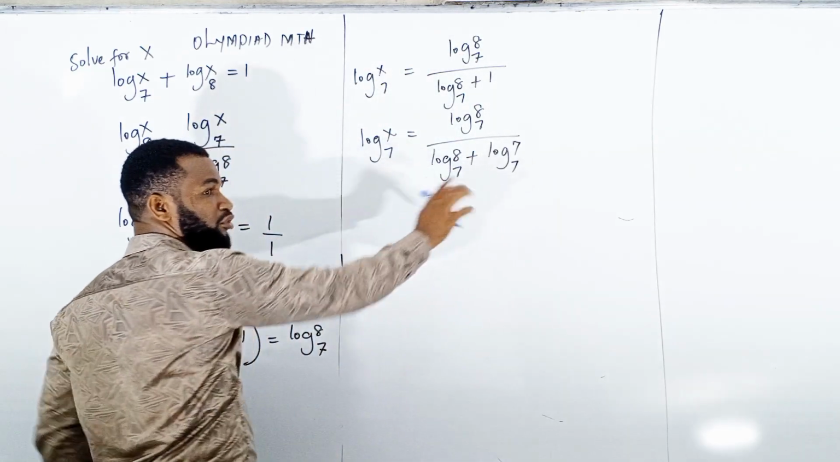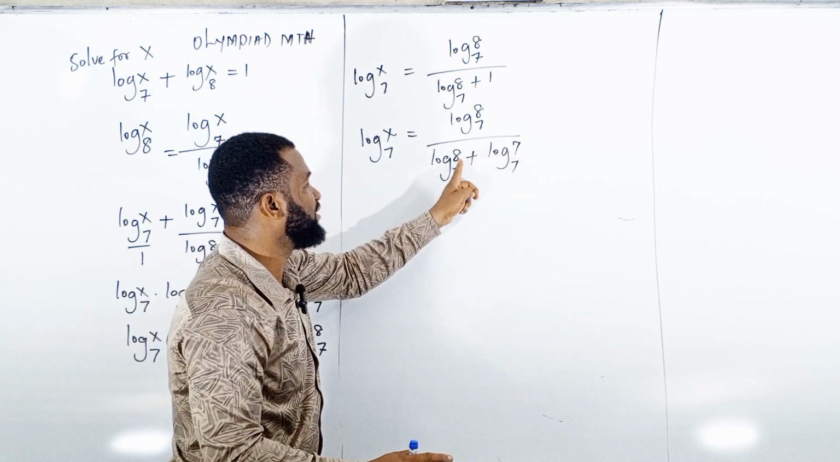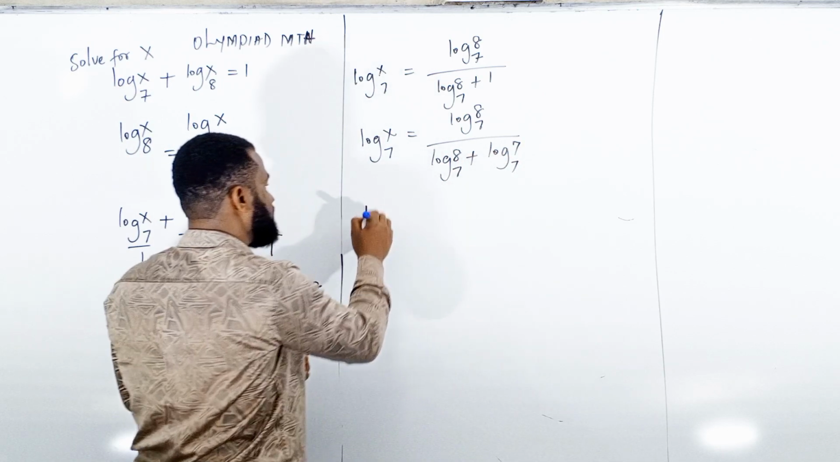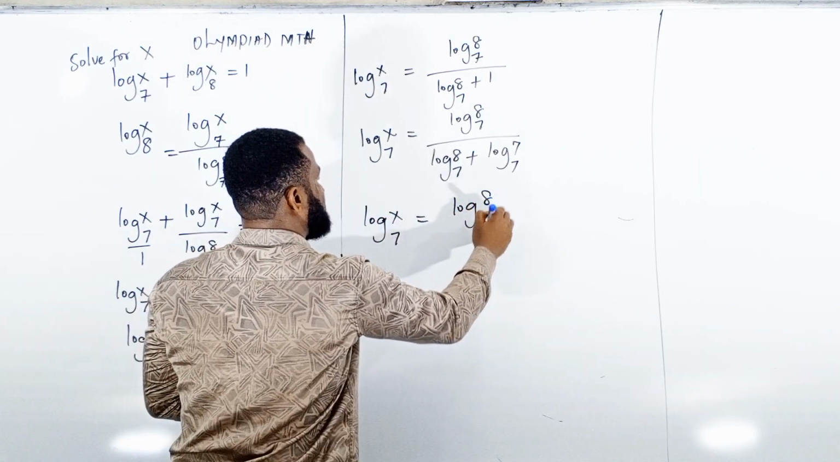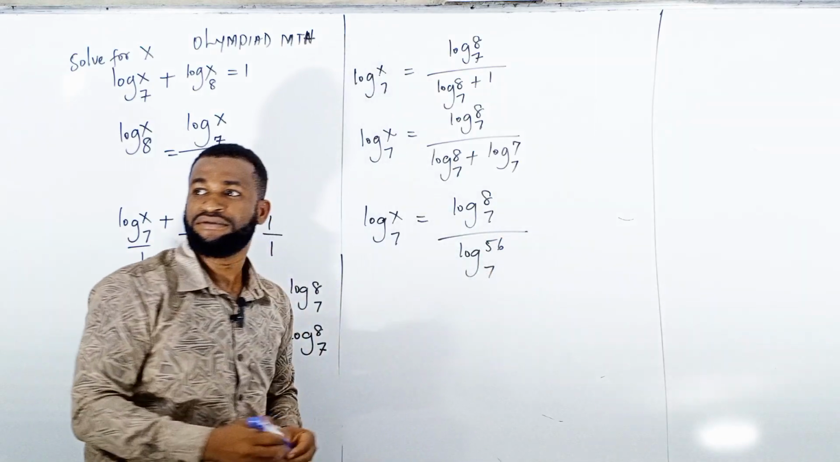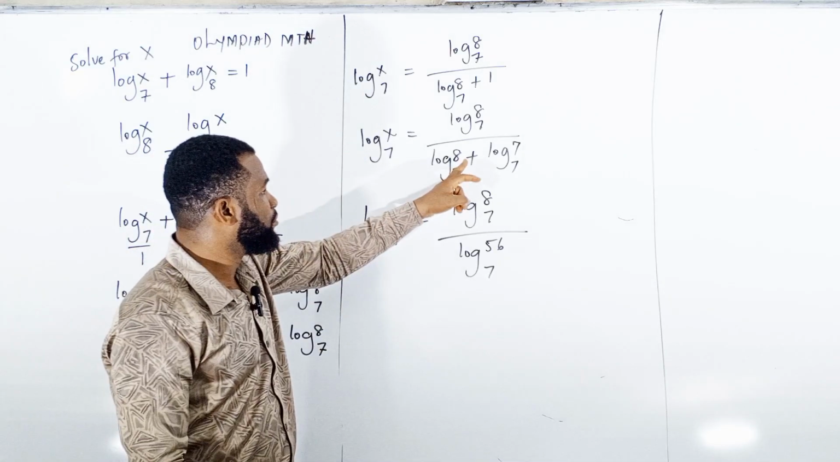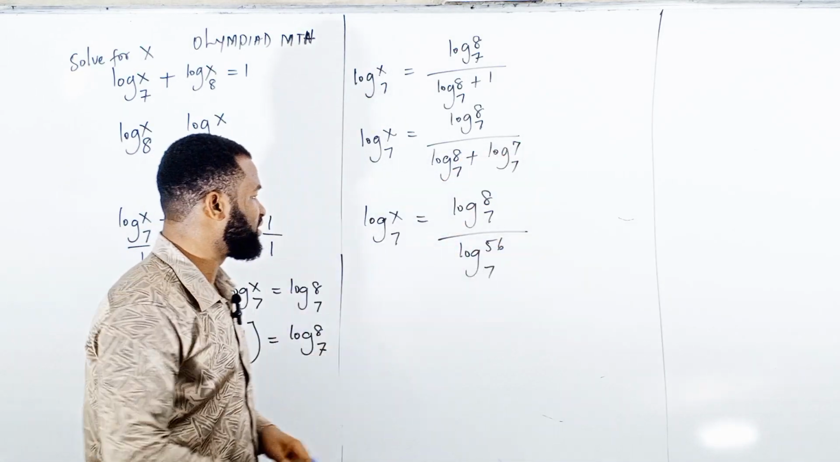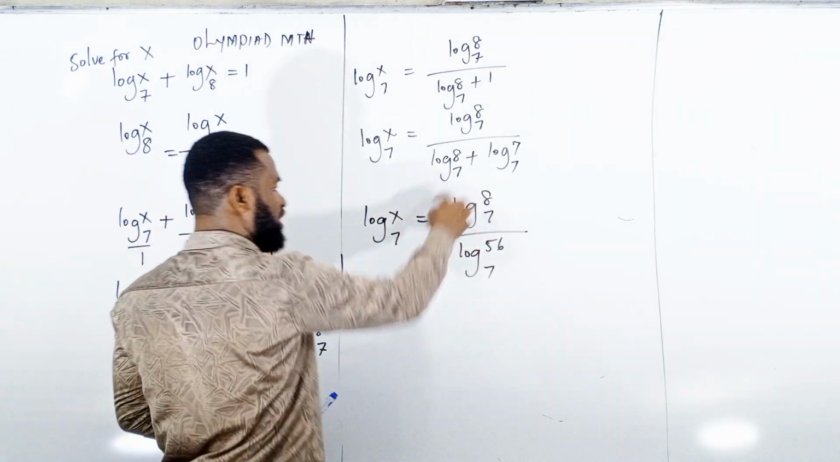Now, according to the law of multiplication, when they are adding, you multiply their logs. So I have log x base 7, which is equal to log 8 base 7 all over log 56 base 7. All right? So in this case now, 8 times 7 is going to be 56. Now look at this. This is base 7 equal to everything here.